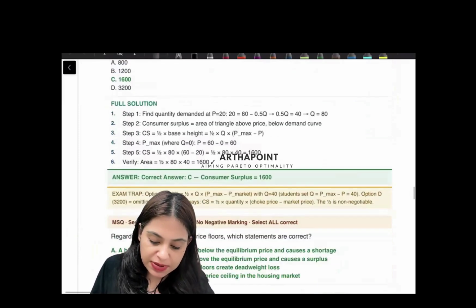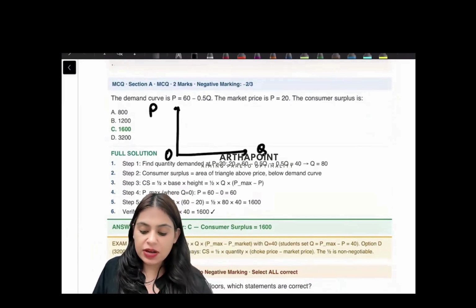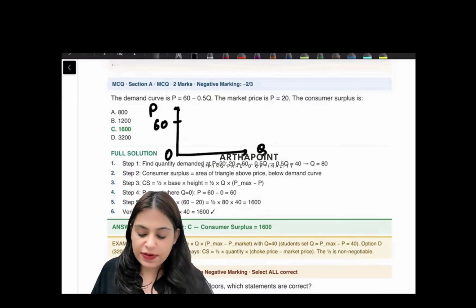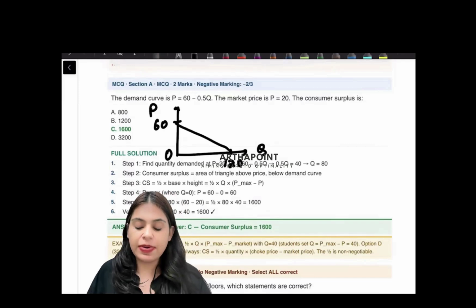So for consumer surplus, let's plot the demand curve first. If I take quantity here and price here, when quantity is 0, price is 60. When price is 0, quantity will be 120. This will be my demand curve.